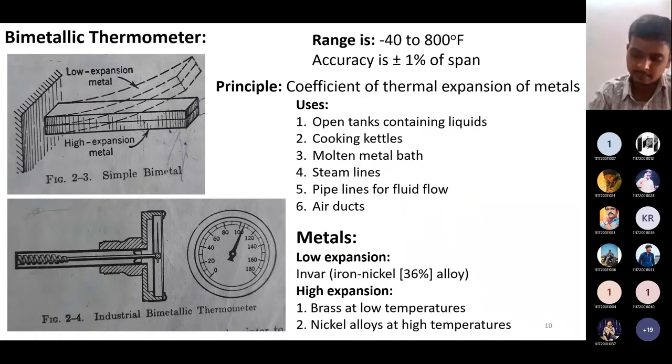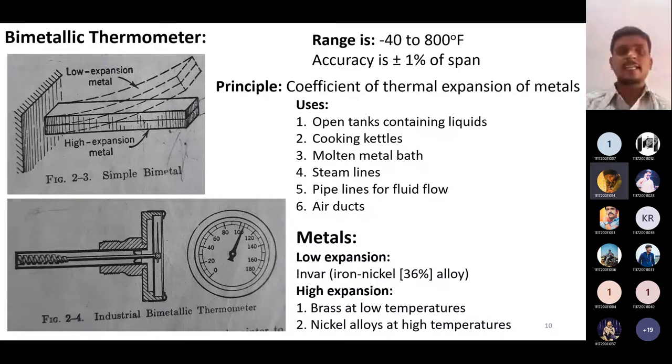Okay, is that clear? Sir, yes. Sir, just in case we use this bimetallic thermometer in a temperature zone which is the average of both the metals, where neither of them melts, then we can't identify the temperature, sir. Yes, we can't identify. That's why the temperature ranges will be fixed depending on the particular low expansion and high expansion metal.